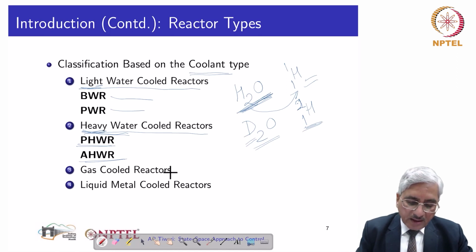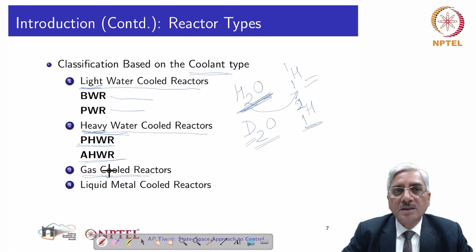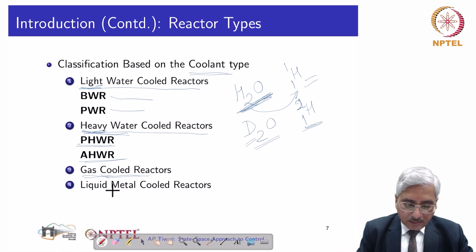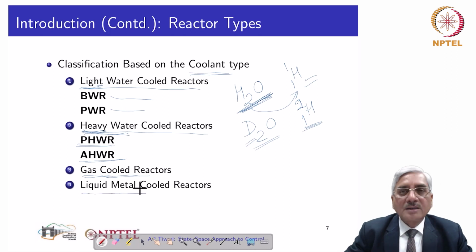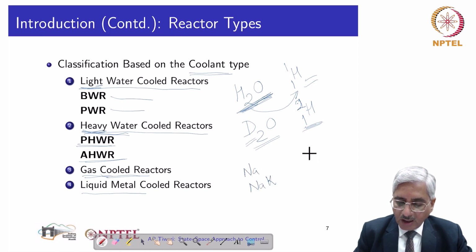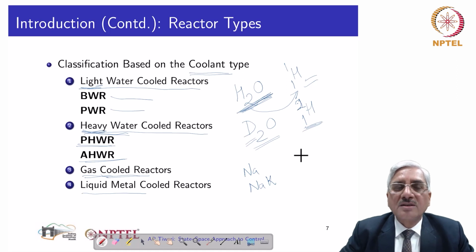Then many reactors are operated in which the cooling medium is gas, helium for example. They are there, and there are reactors cooled by liquid metal, for example sodium or sodium-potassium, or there are some eutectic lead-bismuth, etc.